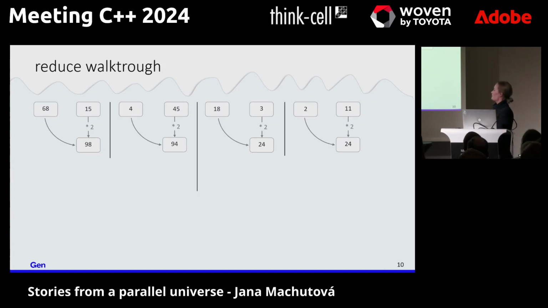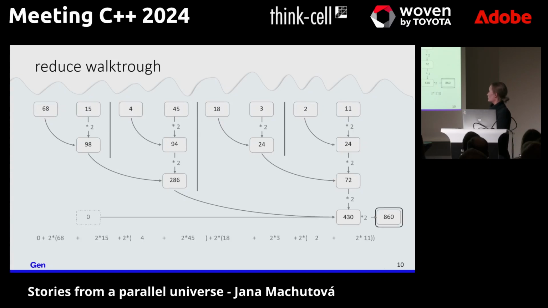Nice and easy. What will be the next? Okay, another pair. We have a nice reduction. Pretty easy, but the result is wrong. Why is that result wrong?